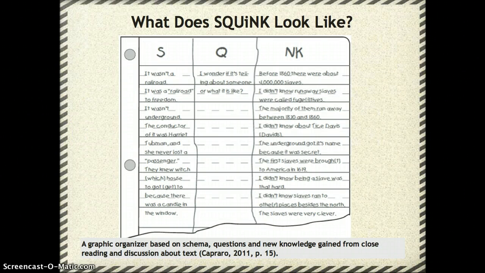This is what a SQUINK looks like for Capraro's classroom. You can see it's very similar to a KWL, but she discussed at length schema with her classroom, so that first chart here is the schema chart, and they were discussing the Underground Railroad. So as you can see, the first entry is it wasn't a railroad at all. It was a railroad to freedom. Second section of the chart, the Q, I wonder if it's telling about someone. So this is where the children listed their questions. And finally, they listed their new knowledge gained from what they read.